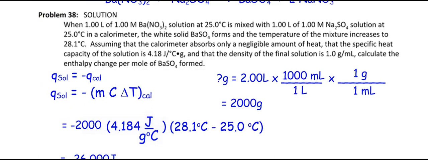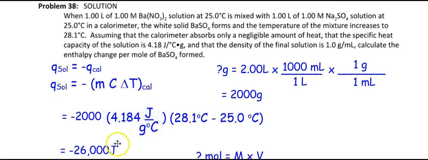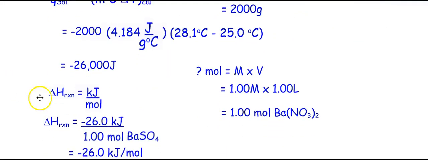Okay, this is what I did. Solution equals negative Q cal. I figured out the Q cal, and here we go here. Oh, by the way, I had to figure out how many grams I had at 2 liters. Remember, I had to convert liters into milliliters to find the grams there. All right, now what? I need kilojoules per mole, don't I? Well, I got the kilojoules is negative 26.